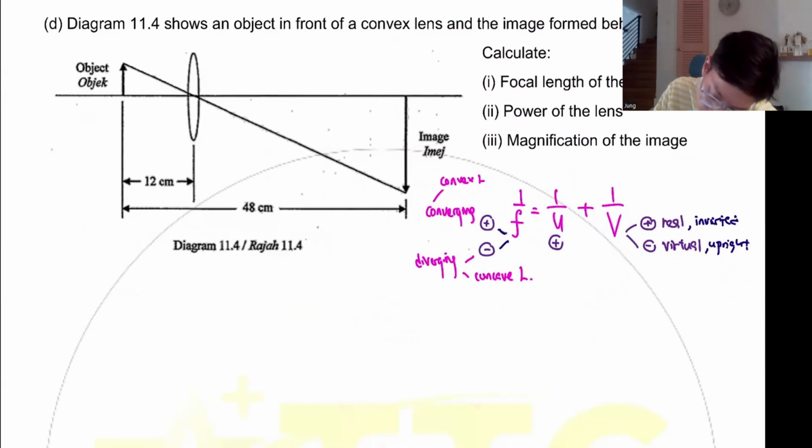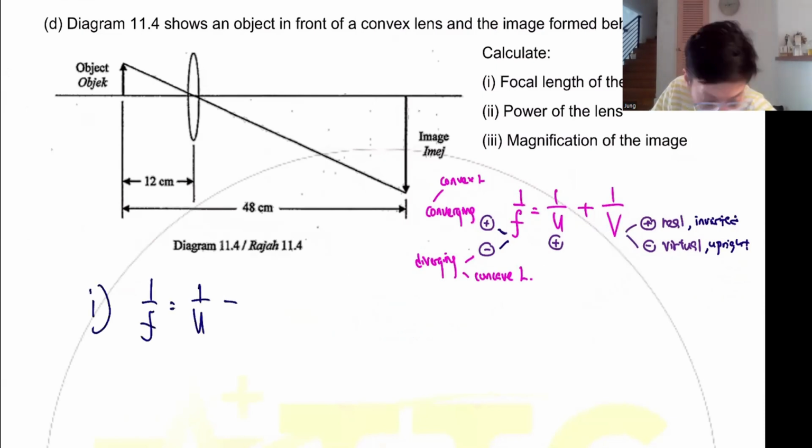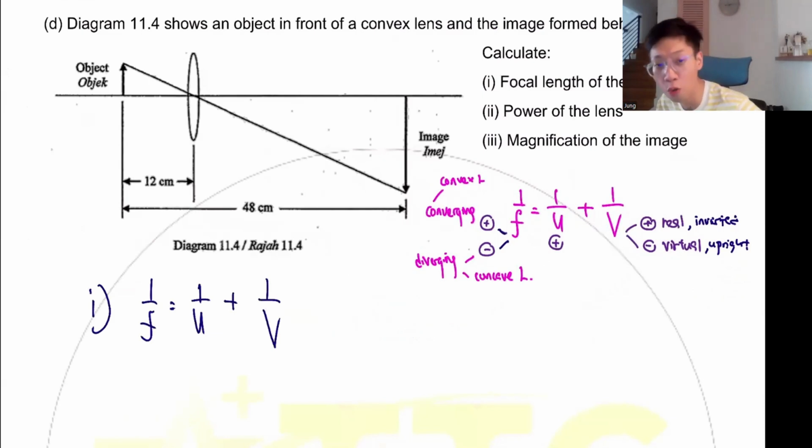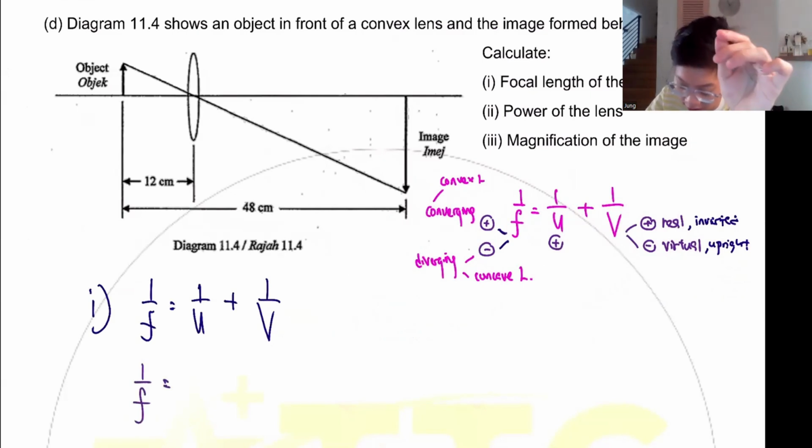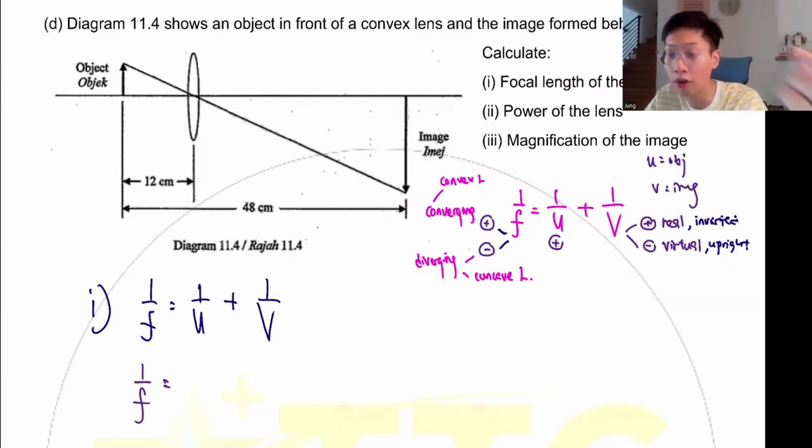Okay, so now when we look at this question, you want to count the focal length of the lens. Usually we will use the first formula, 1 over F equals 1 over U plus 1 over V. So you want to try and find the focal length. What is U? U stands for object distance. V stands for image distance.